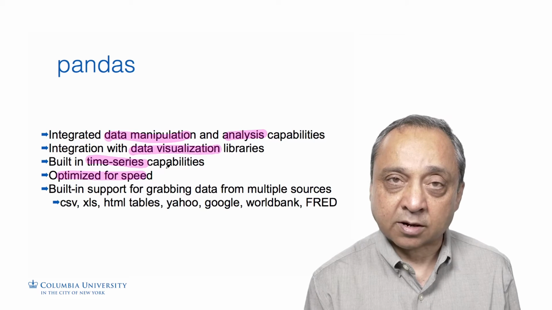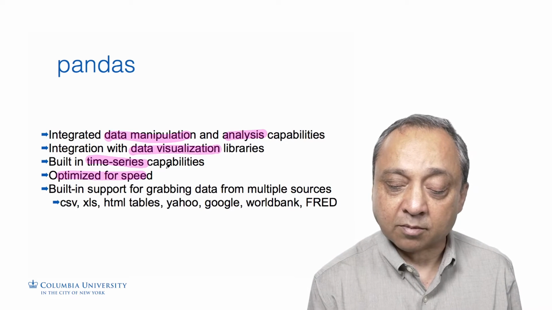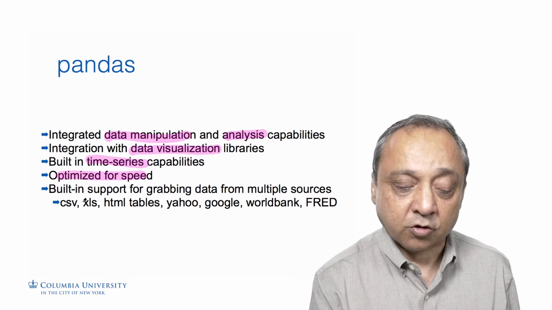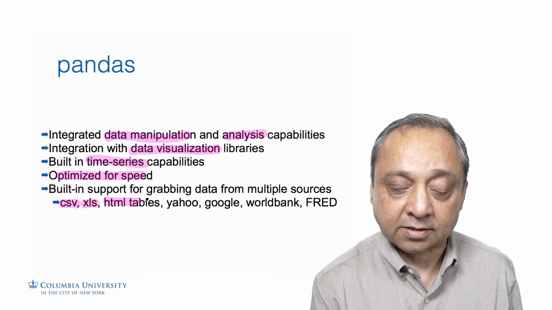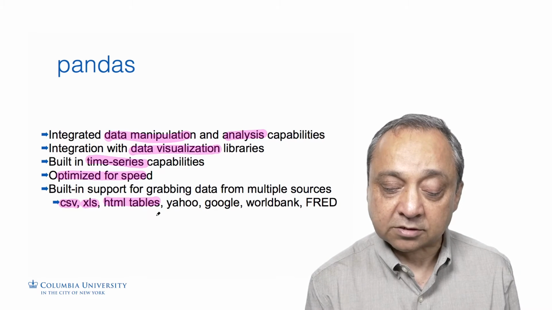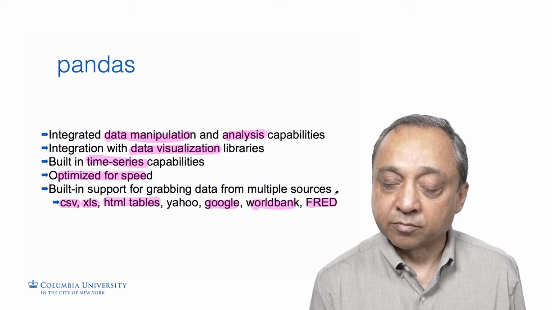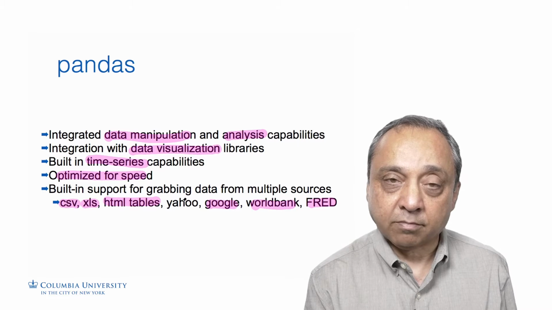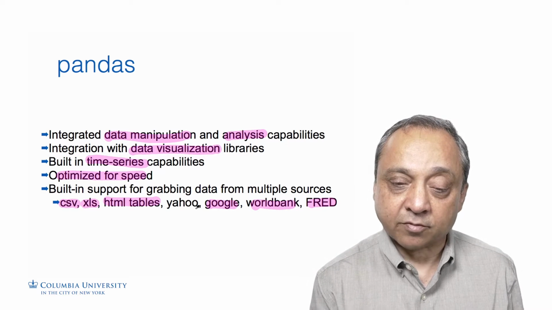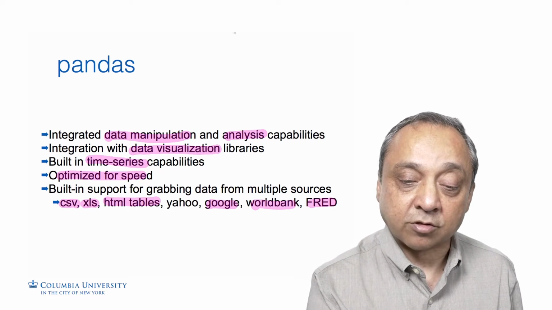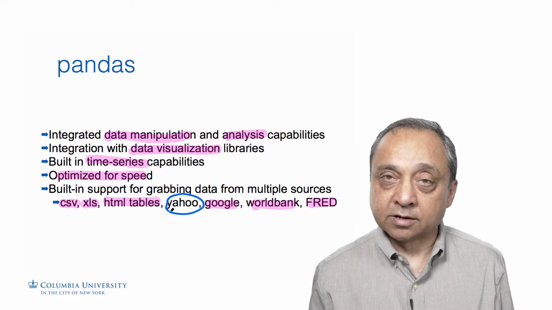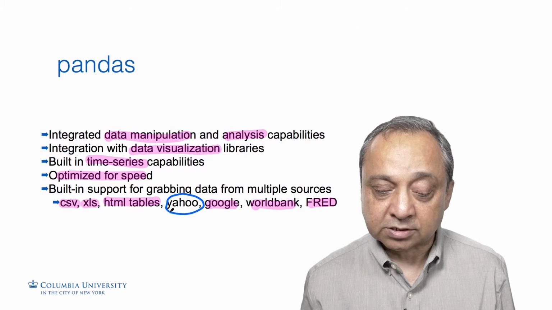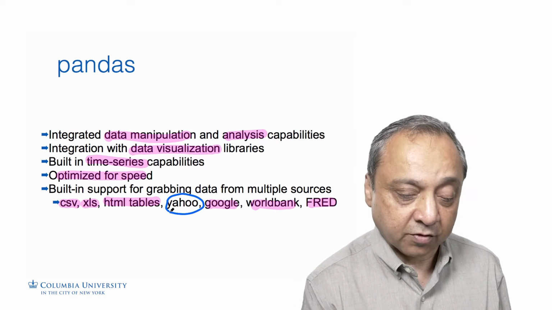And Pandas is open source, so it comes with a bunch of libraries that are useful for getting data. You can get data from CSV files, from Excel files, from HTML pages, grabbing all the tables, from Google, from the World Bank, from the Federal Reserve. We could, till recently, get data from Yahoo, but it's an open source library. So Yahoo made a change to their underlying data structures in HTML pages, and so currently this is not working.